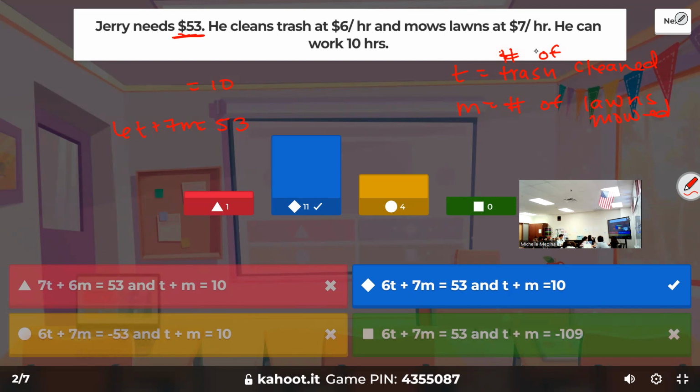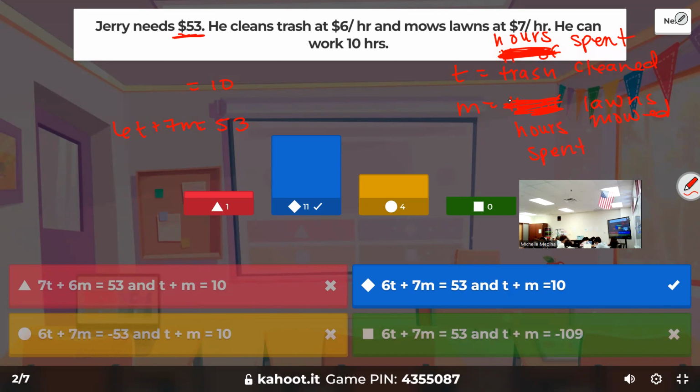Now for the total amount of hours, so I guess maybe it's not number of, I should have revised that. What should it actually be? Because he's getting paid $6 per trash cleaned, he's getting paid $6 per what? So really T should be hours spent doing the trash. And then N should be hours spent mowing lawns. Sorry. That would make no sense.